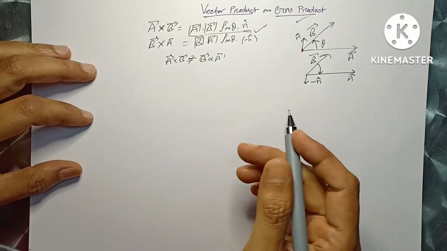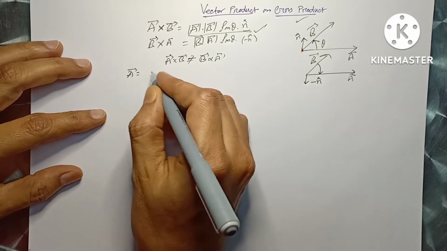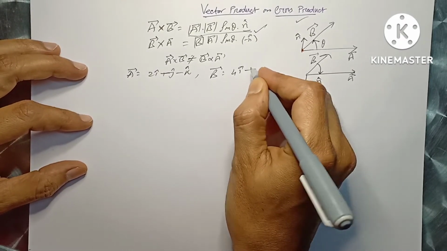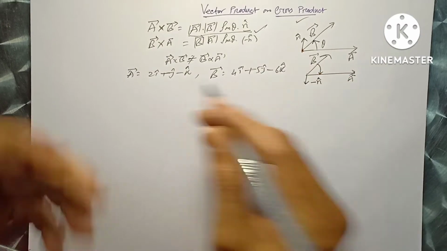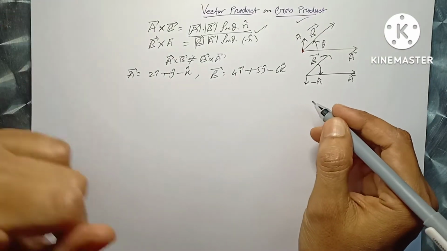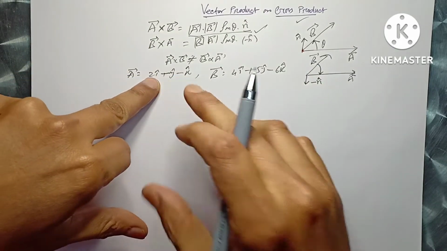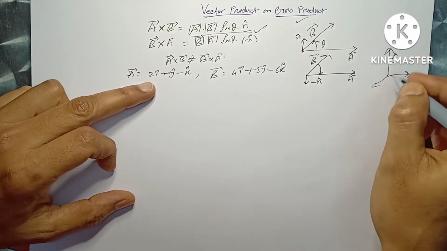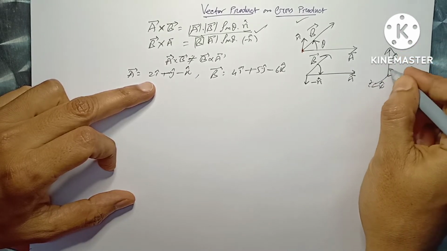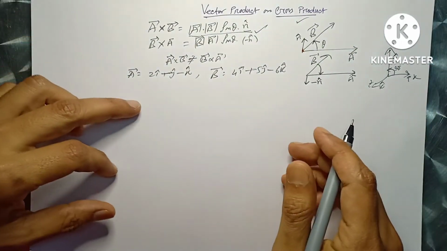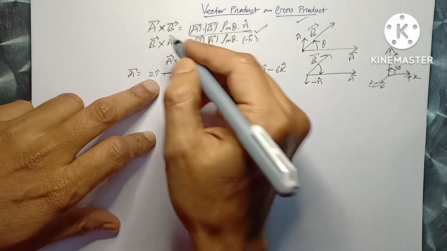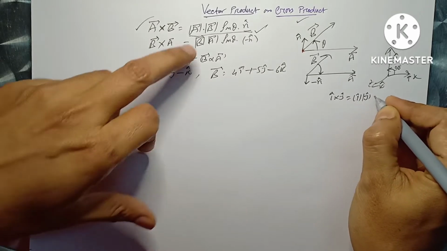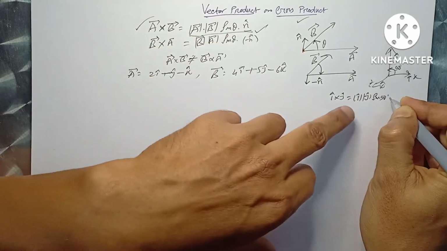So how can we calculate in this case? Suppose A vector equal to 2 i cap plus j cap minus k cap, and B vector equal to 4 i cap plus 5 j cap minus 6 k cap. In this case, first of all we need to understand the multiplication of i cap, j cap, k cap. We already know that the x, y and z axes are perpendicular to each other, so the angle between i, j and k is 90 degrees. So the formula: i cap cross j cap equals mod of i cap, mod of j cap, into sin 90 degrees, the angle between them, into the unit vector n cap.